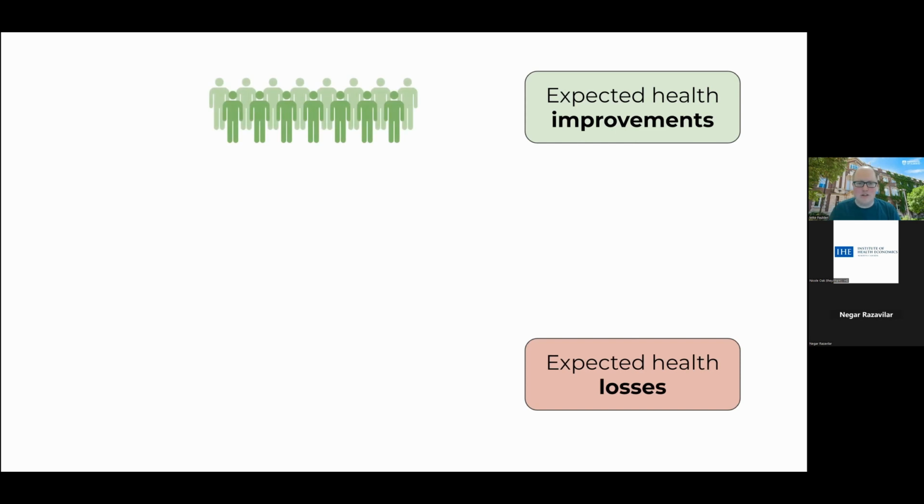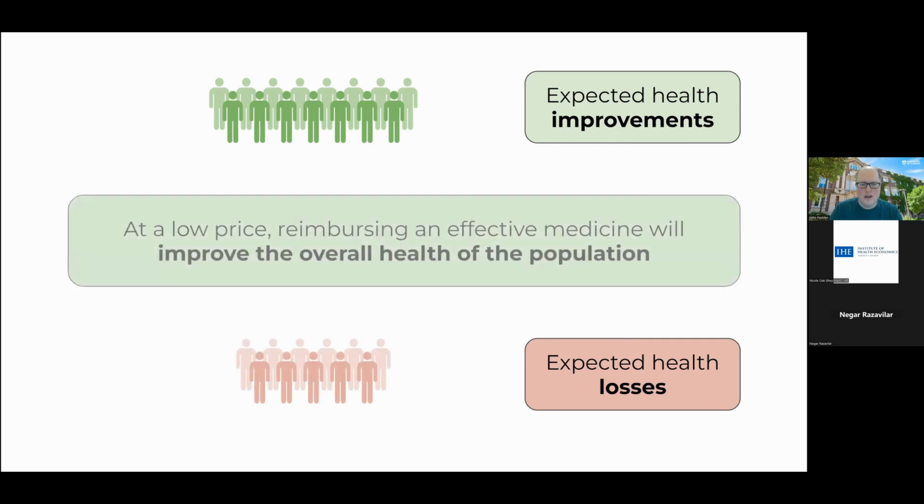And I'd like you to imagine that there's a new medicine that provides the expected health improvements shown in green at the top of the screen here. And if the price of that medicine is low enough, then reimbursing that medicine will improve the overall health of the population. We'll have the expected health improvements at the top. We have the smaller expected health losses at the bottom. If we were to reimburse this medicine through our public healthcare systems, we would expect the health gain to exceed the health loss. Reimbursing this medicine would improve population health.